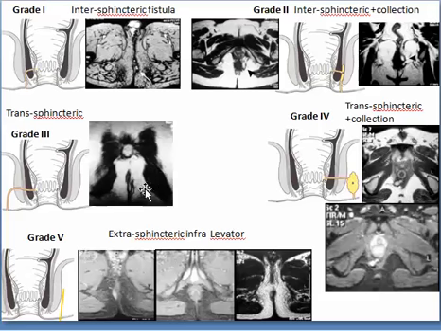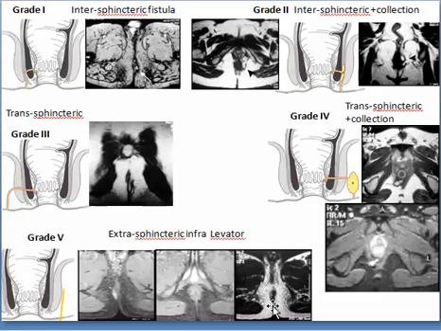And here is the lengthy one, which includes the elevator, and here is the lengthy one with collection, and the collection is outside here. This is the transsphincteric with collection. And then we have the extrasphincteric, away from the sphincter. The sphincter is anterior, and the lesion is at the side of the sphincter, like here.